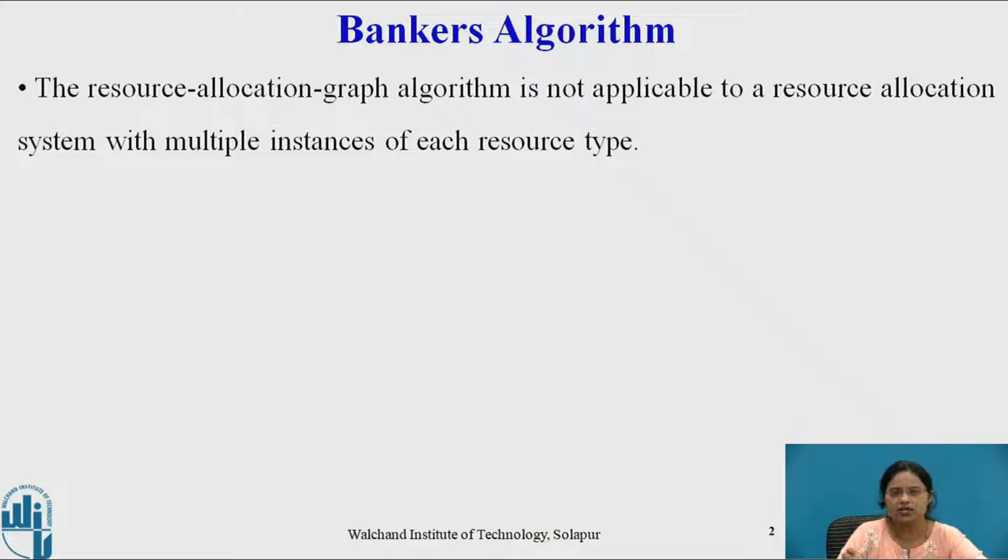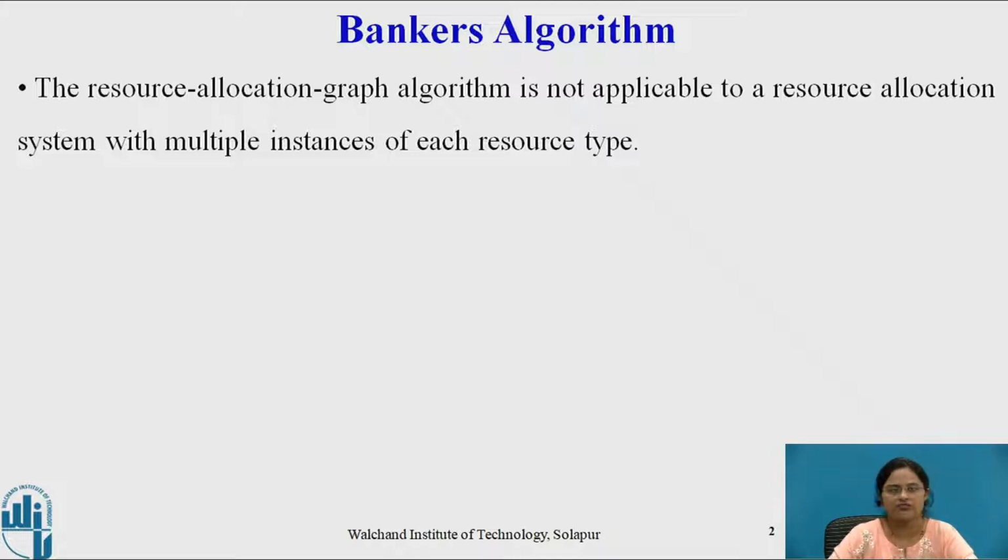That resource allocation graph mechanism is useful for the system which has single instance of resource type. But whenever we have a system with multiple instances of resource type, then this resource allocation graph is not applicable. It is not applicable to a system where each resource type has multiple instances. For single instance resource type, it's okay.